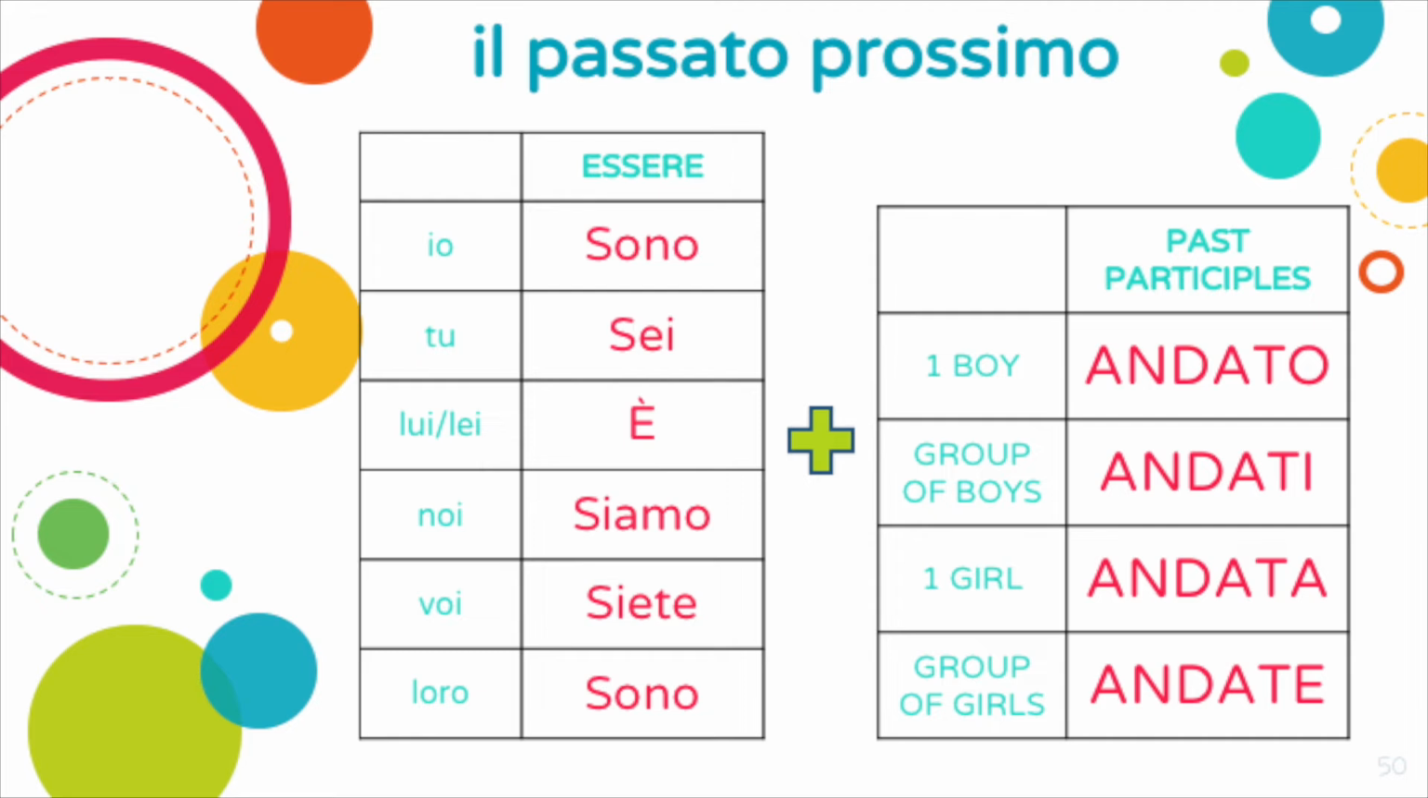Just like the other past tense verbs, the helping verb tells us who is doing the action. If it's io, then it's sono. Tu, sei; lui, lei, è; noi siamo; voi siete; and loro sono. The big difference is that the past participle changes based on who is doing the action. If the person doing the action is one boy, we use andato. If it's more than one boy, we use andati. If we use one girl, it's andata, and a group of girls is andate.